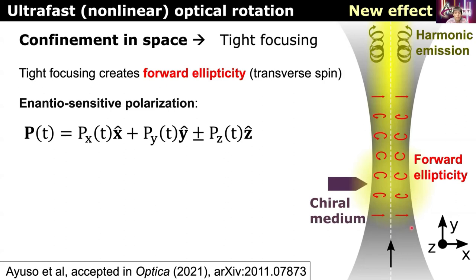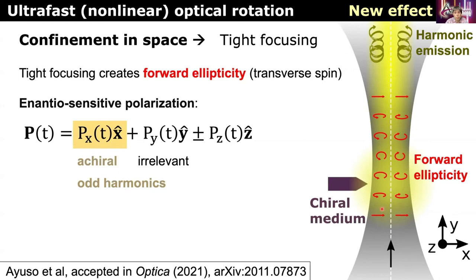Now, if we put randomly oriented chiral molecules here, this field is going to drive a time-dependent polarization in the medium that happens on ultrafast timescales and that is 3D and chiral. So this is the total polarization in the medium that has three orthogonal components. First we have one component along X, which is in the direction of the main component of the driving field. This component is not sensitive to chirality. We also have polarization along Y, but this component is quite irrelevant because it is in the direction of propagation and therefore it does not contribute to the macroscopic signal in the far field.